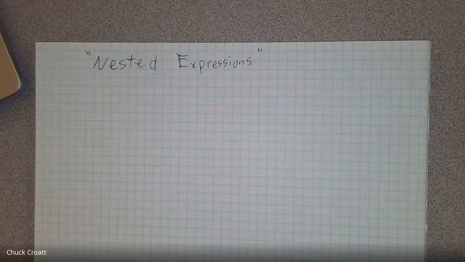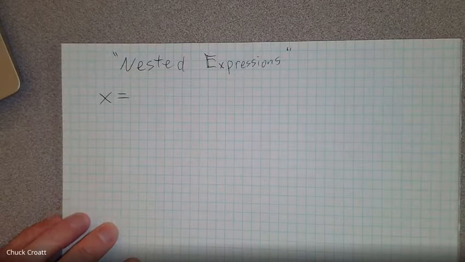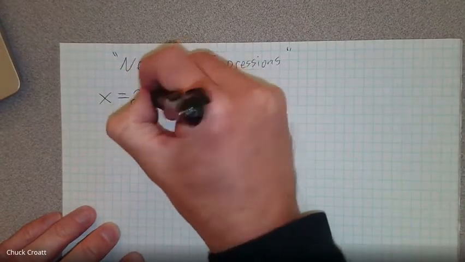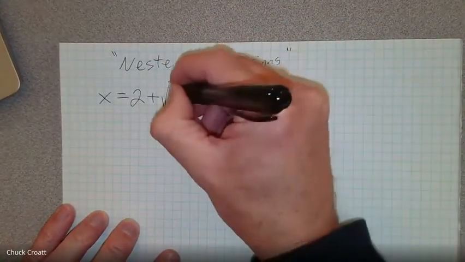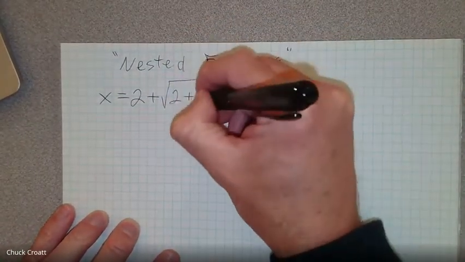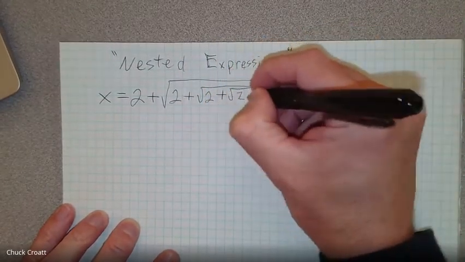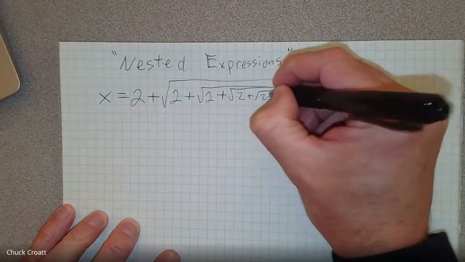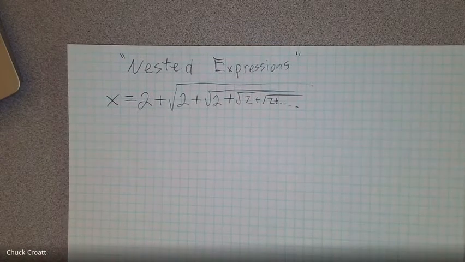I should have been paying closer attention in some of our professional development today, but I found a good one that looks like this. Suppose x is equal to 2 plus the square root of 2 plus the square root of 2 plus the square root of 2 plus the square root of 2 plus... and it goes on like that forever. How in the world are we supposed to do this?